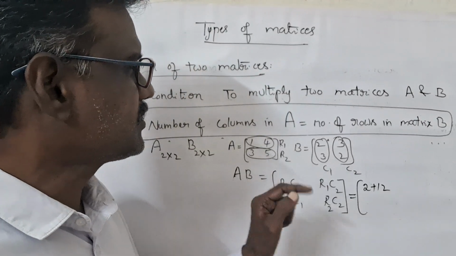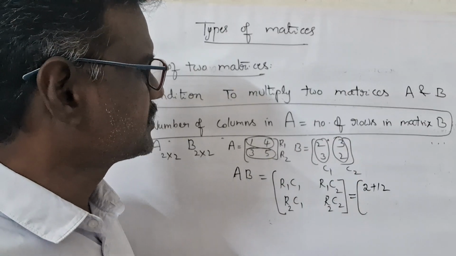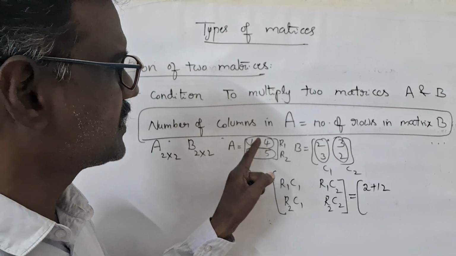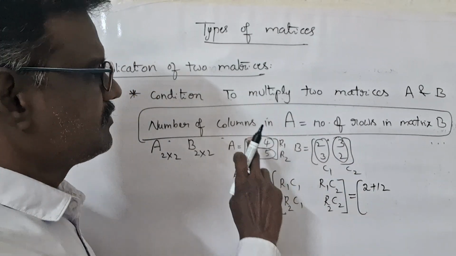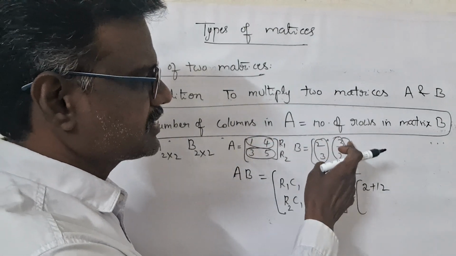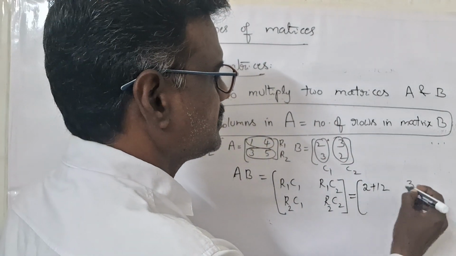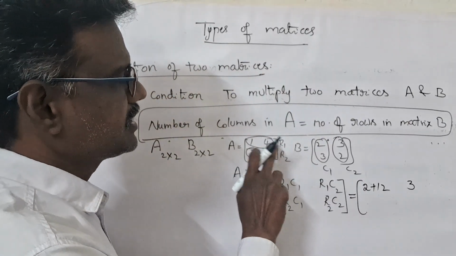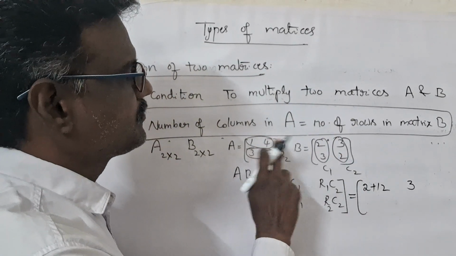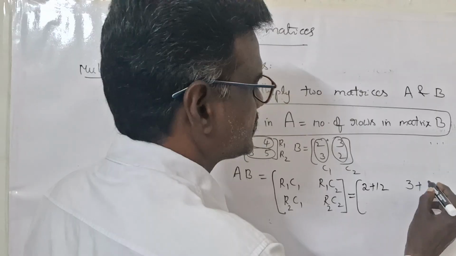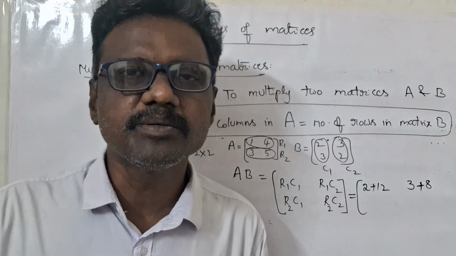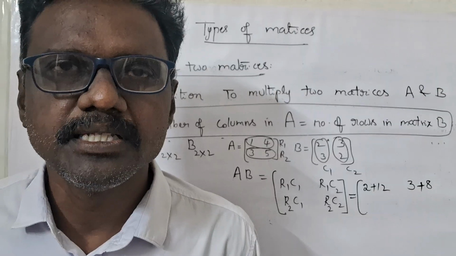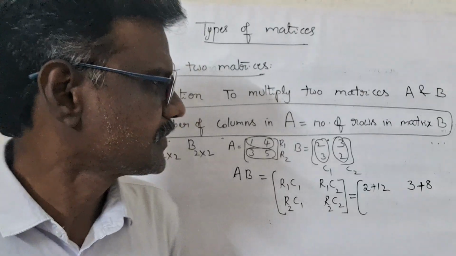Next, row 1, column 2. Row 1 elements are 1, 4. Column 2 elements are 3, 2. First element into first element: 1 into 3 is 3. Second element into second element: 4 into 2 is 8. Sum of the products of the elements in those rows and columns.